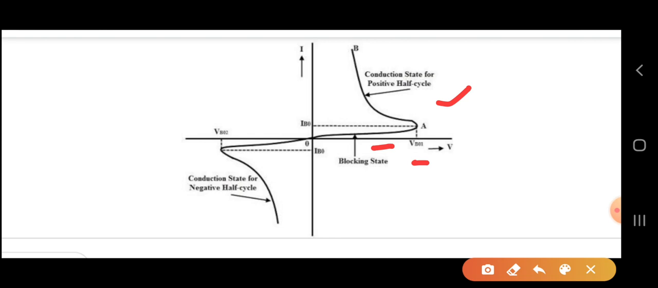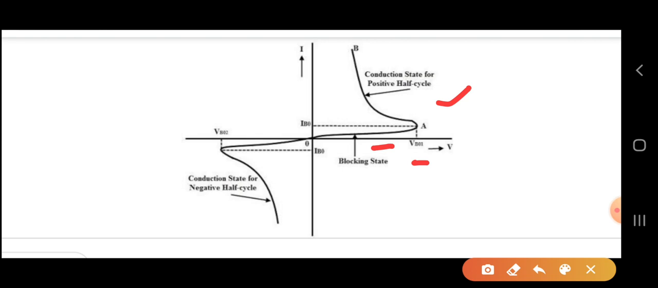When it reaches this, immediately the junctions break and the DIAC starts conducting heavy current. So the DIAC turns on. As soon as the DIAC turns on, the voltage drops back. The voltage immediately comes down and the current conducts very heavily. So this is the conduction state of the positive half cycle.